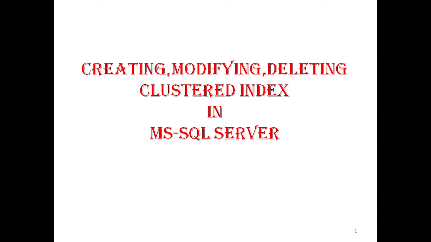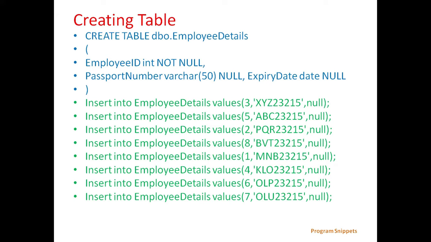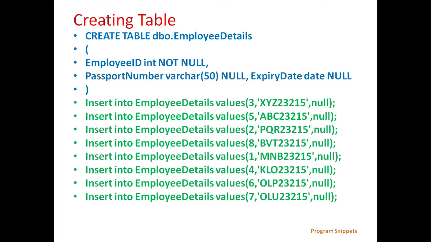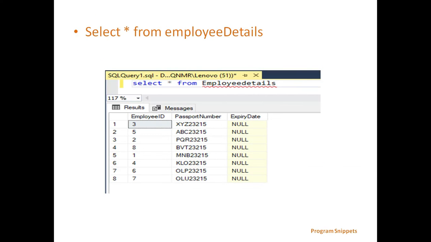Here we will see creating, modifying and deleting a clustered index in SQL Server. Before looking at the clustered index, first we'll create an employee table with fields employee ID, passport number and date, and we'll insert records in this table randomly. That is, first we'll insert employee ID as 3, then 5, then 2 and so on. And when we execute select star from employee details, it will display the records as we have inserted.